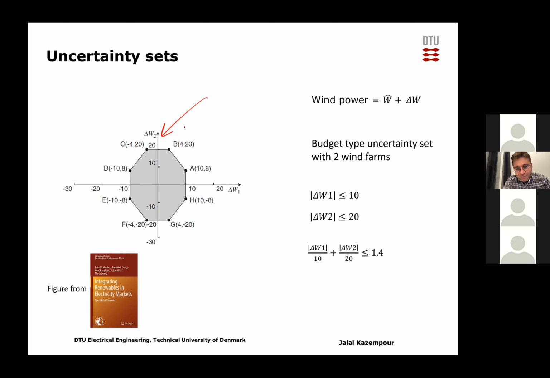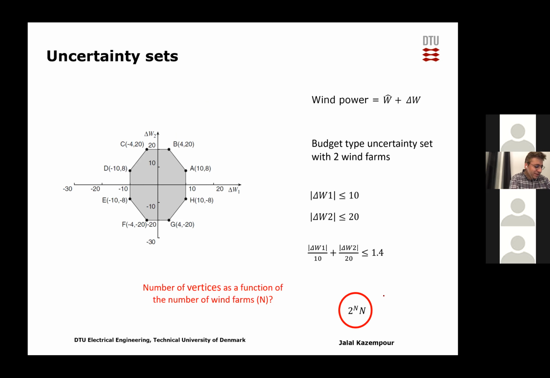So here, for 2 wind farms, we have 8 vertices. If you check it out, it's 2 to the power of n times n, right? Again, if we increase the number of wind farms by hundreds, it's not easy to check each vertex one by one and see which one will end up being the worst case realization. So this is why we really need adaptive robust optimization with a format of min-max-min, where max finds the worst case realization for the given uncertainty set.